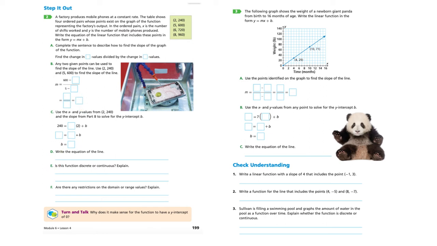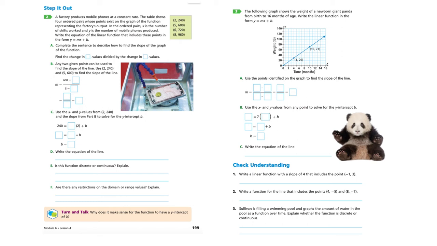And then they ask again, is this function discrete or continuous? And explain. And F, are there any restrictions on the domain or the range values? And explain that as well. So pause there, and then we'll go on to number 3 after you've finished number 2.